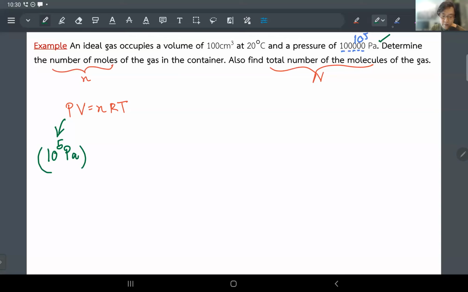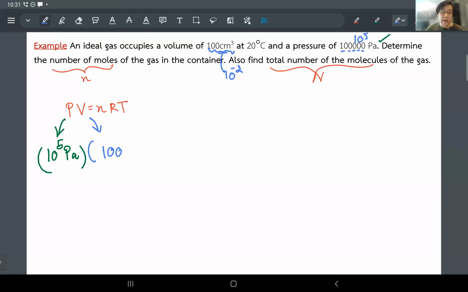Next, what about the volume? Here we go. The volume right here is in cubic centimeters. That's not good. You want them to be in cubic meters, right? So I can convert that. And everyone knows centi is 10 to the negative 2. All right. So here, I think this is a good chance for me to speak about unit conversion.